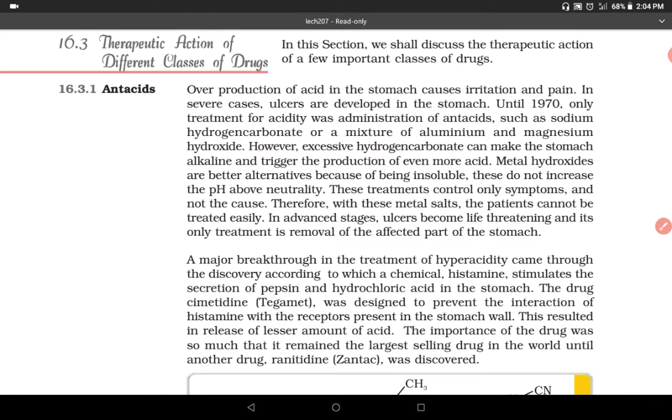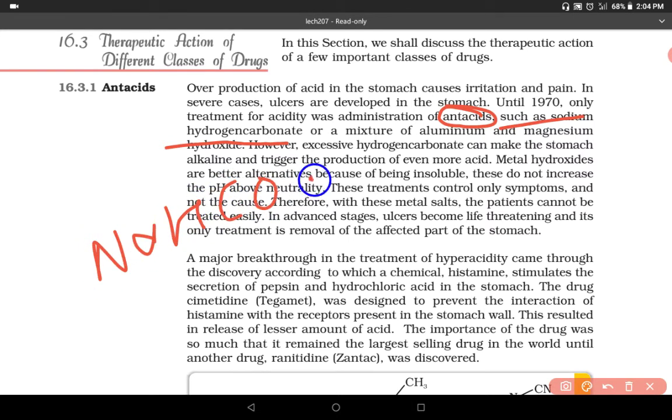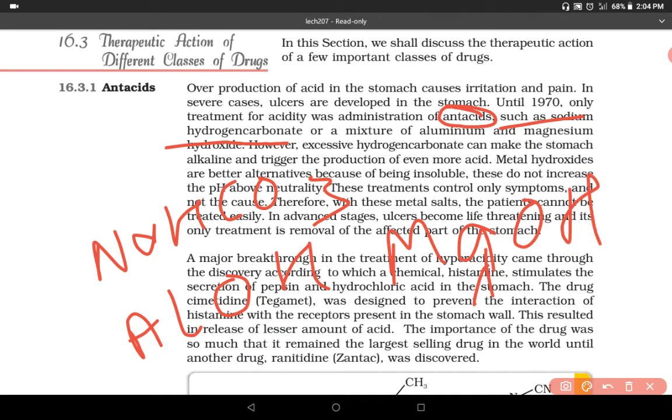Okay, one minute. Did you find any common thing in this? You can find what antacids are by using this, such as sodium hydrogen carbonate, NaHCO3. And next is aluminium and magnesium hydroxide, Al(OH)3. You can balance that. I am showing the common thing, so I am not giving any balanced structure.